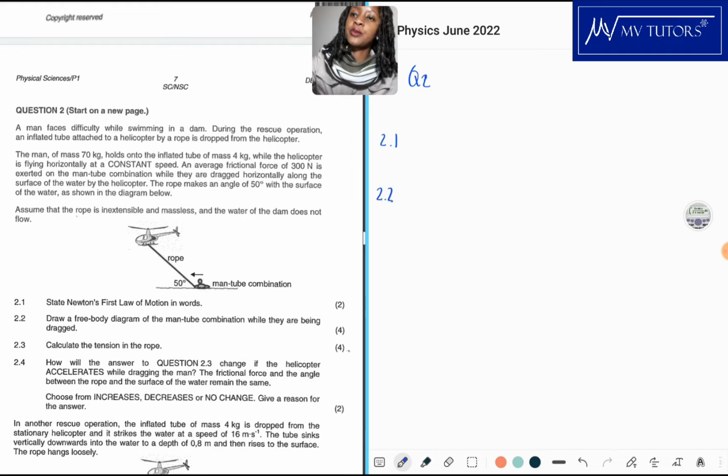Then, 2.2. Draw a free body diagram of the man-tube combination while they are being dragged.